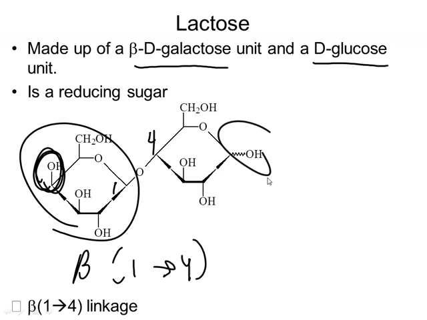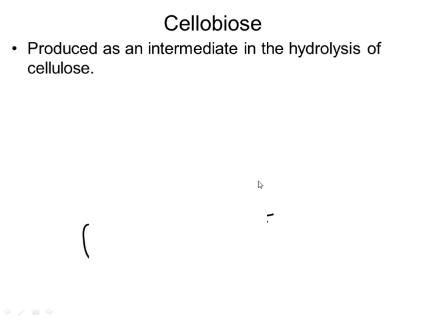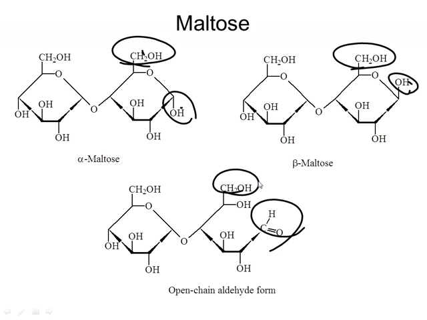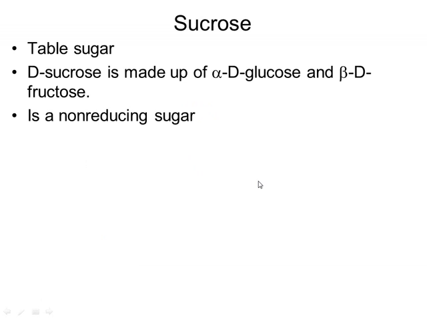I should also point out that because we have this alpha-beta form and this possibility of an open chain, because of the hemiacetal carbon in lactose and cellobiose and in maltose, we have this ability. These are all reducing sugars. Remember, a reducing sugar has the hemiacetal carbon. It has the ability to open. The one disaccharide that we're going to talk about that is not a reducing sugar is sucrose, table sugar.